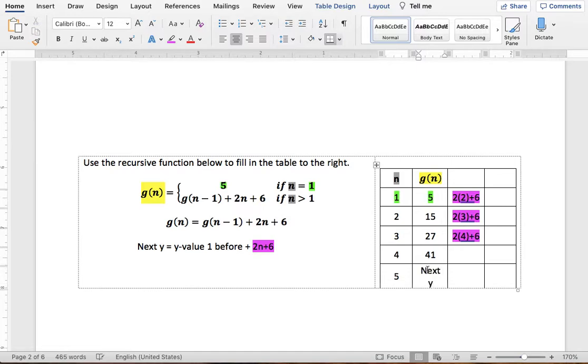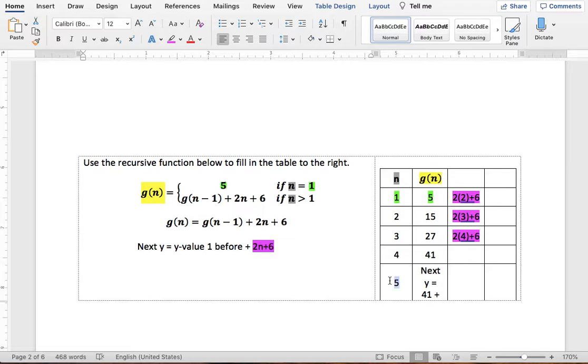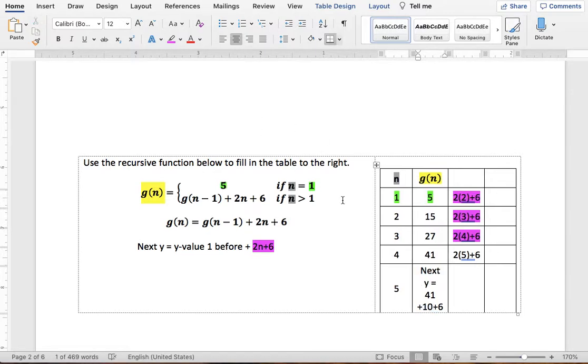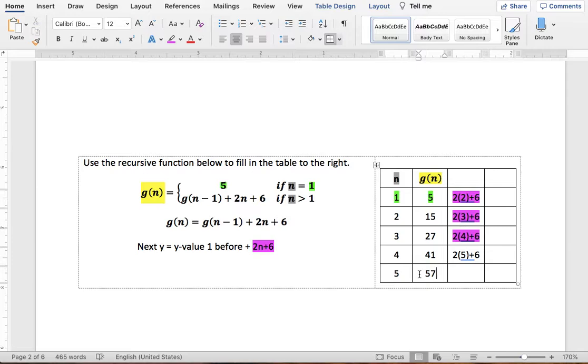Next y equals 41 plus 2n plus 6, where n is 5. So plus 2 times 5 plus 6. Okay, 2 times 5 is 10. 10 plus 6 is 16. 16 plus 41 is 57. There you go.